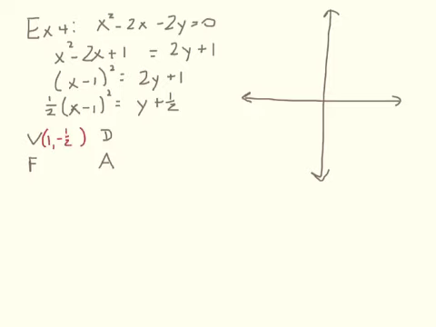And to find my focus, I need to find C. So remember, A is equal to 1 over 4C. A is 1/2. When we cross multiply and solve, C is also 1/2. And I want to go ahead and put this on the graph. So my vertex being 1, -1/2 is right there. And my distance up, because this is 1/2.